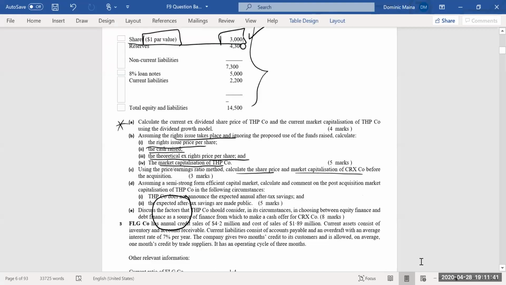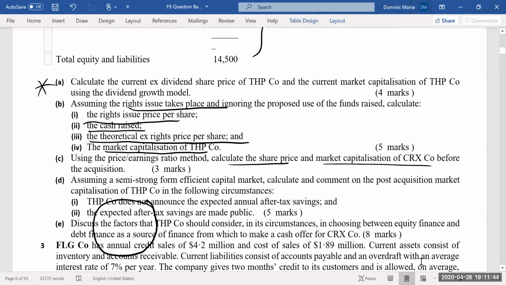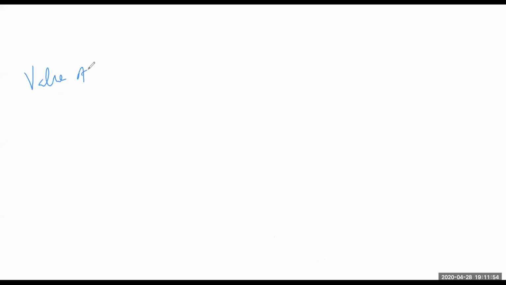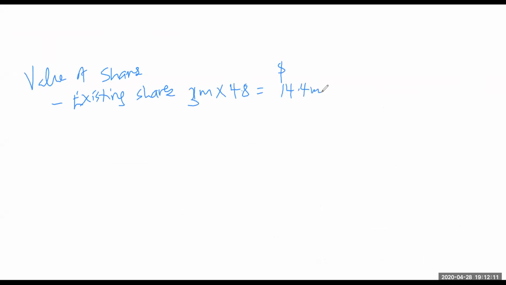Okay. We were discussing how we get the market cap of the company. Yes, I remember where we left off. On our board here, we are discussing the value of shares and the value of existing shares. You get the market cap of existing shares. There were 3 million shares at a price of 4.8, which gives us 14.4 million. Then we have the value of shares that are going to be offered.